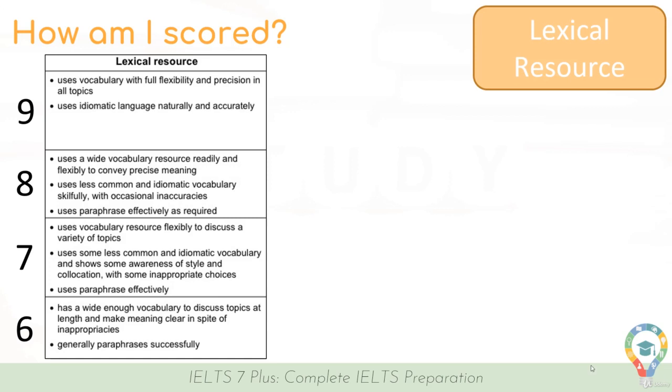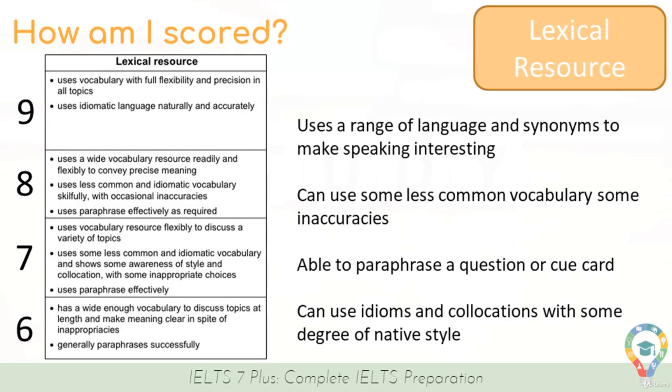To get at least a band 7 in lexical resource, these are my suggestions. You're able to use a range of language and synonyms to vary your speaking. You can use some less common vocabulary, although maybe sometimes with some inaccuracies. You're able to paraphrase a question from the examiner or the question on a cue card. And you can use idioms and collocations with some degree of native style. Now don't worry if you're not sure what idioms and collocations are, as I'll be covering this later in the speaking section of this course.